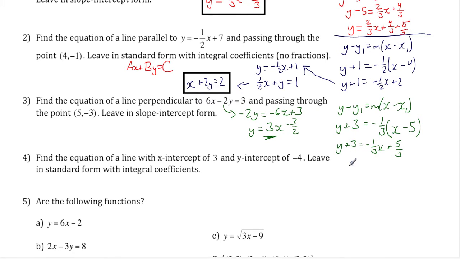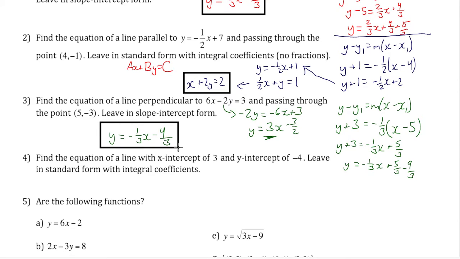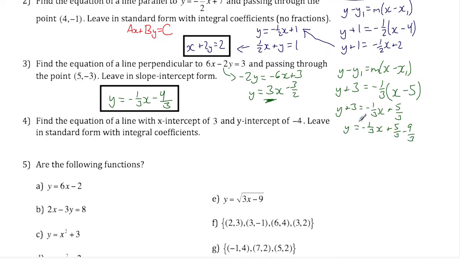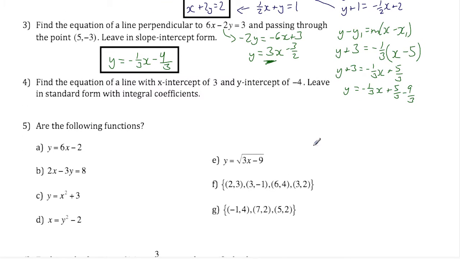This positive 3 is really 9/3. So I'm going to have y equals negative 1/3 x plus 5/3 minus 9/3. Combining the fractions gives me y equals negative 1/3 x minus 4/3. Put a little box around my answer so I know that's it. So here a little bit of fractions, but overall pretty straightforward process.